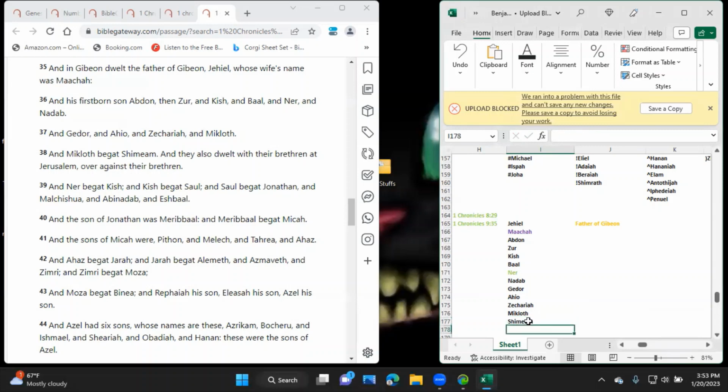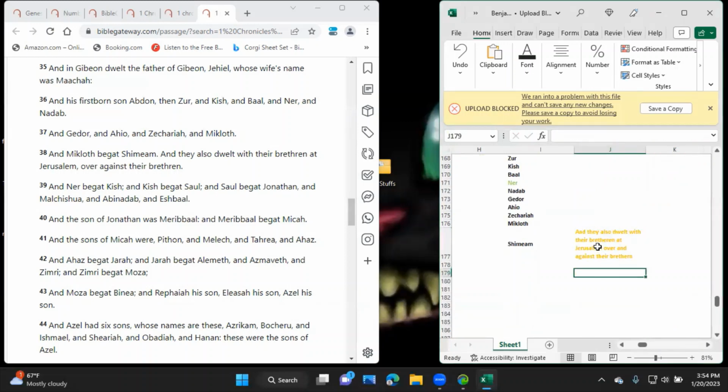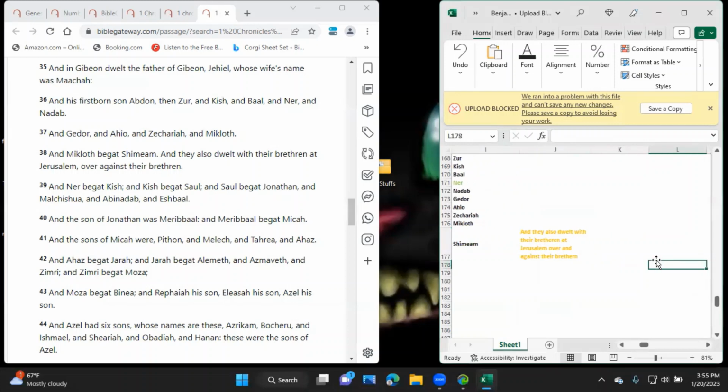And they also dwelt with their brethren at Jerusalem over against their brethren. Sorry, just a weird spacing issue. Verse 39, and Ner begat Kish, and Kish begat somebody you should be familiar with, Saul. And Saul begat Jonathan, someone you should also be familiar with.